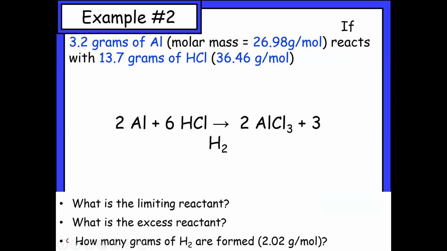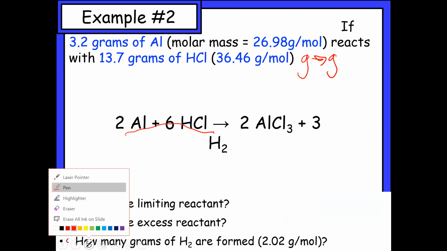Okay. So what's going to happen is that they're going to ask you these questions, and it's basically the same as what we've already done. They're going to be grams to grams questions. They're going to give you the amount of grams for each reactant, and then they want you to figure out which one is going to be the limiting, which one is going to be the excess, and then how much product is going to come out.